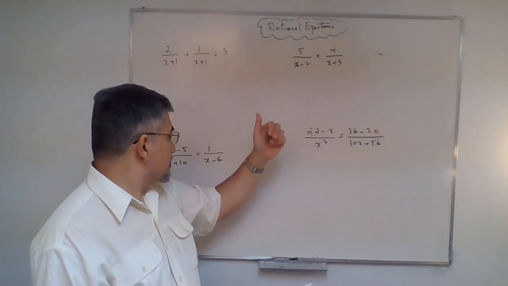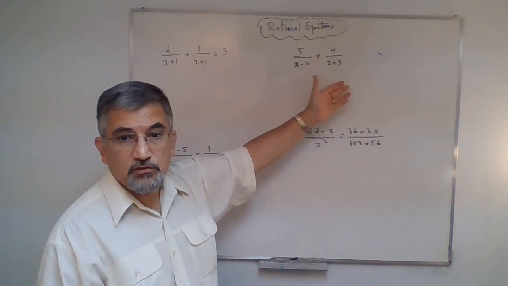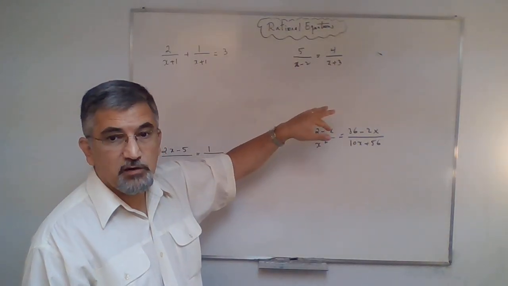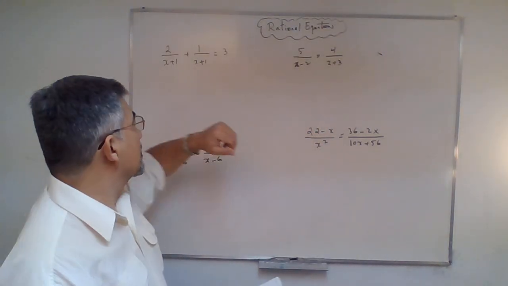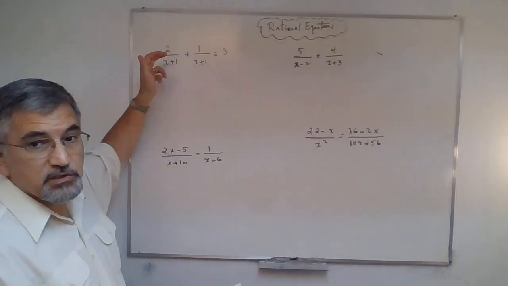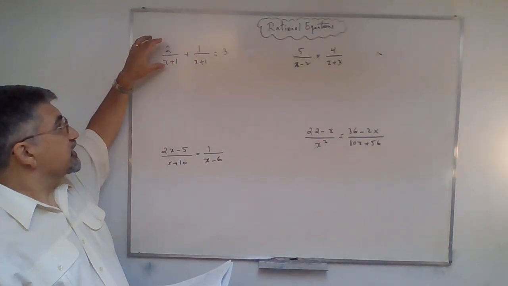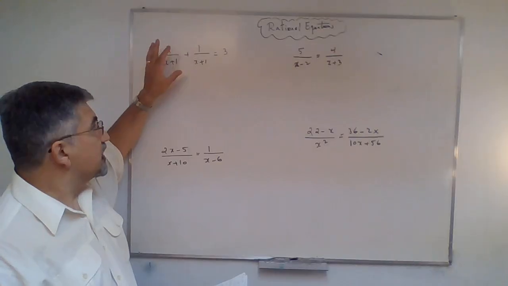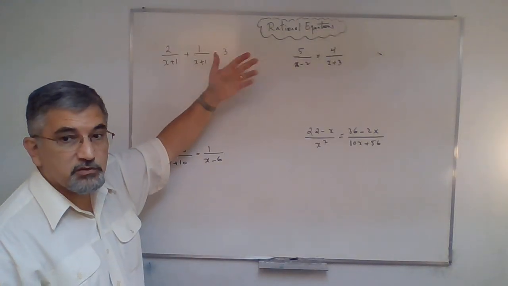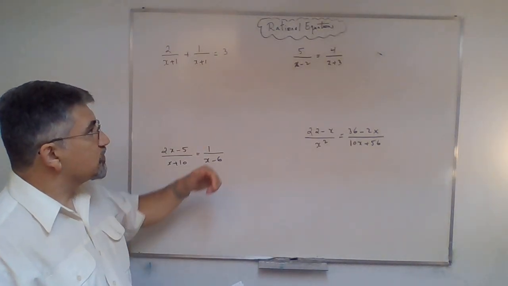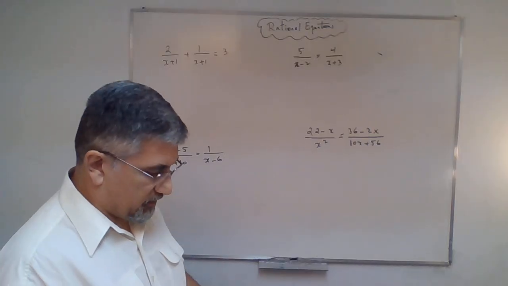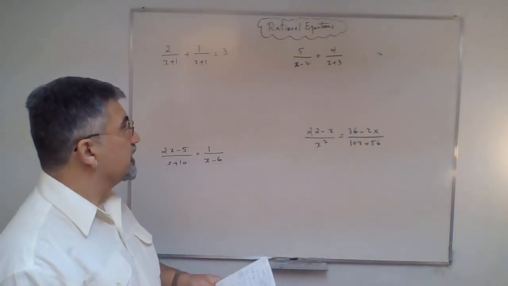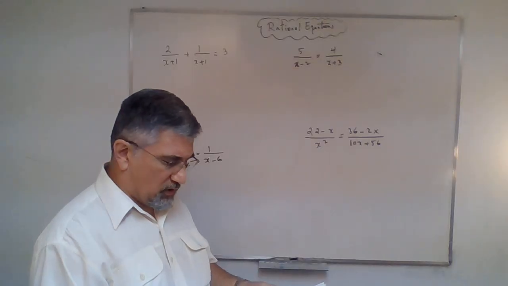Sometimes these rational expressions may have quadratic numerators or quadratic denominators or any kind of polynomial. Sometimes we are adding or subtracting two rational expressions, and that is equal to some number or some other expression. So there are all sorts of different rational equations out there, and we just want to know how to quickly solve them.